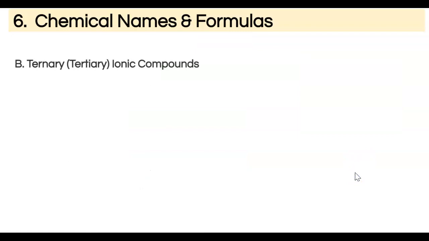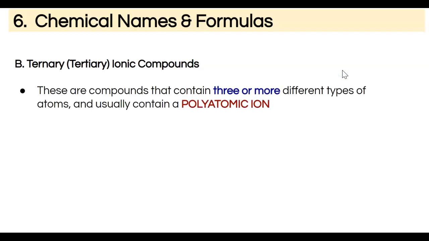So here we are: these are the ternary, or tertiary, ionic compounds. Remember that they're ionic, so the same rules of reducing to lowest terms apply, and we'll see that in our examples. These compounds, as I mentioned, have three or more different types of atoms, and so they often will have what we call a polyatomic ion. That is a new idea for us.